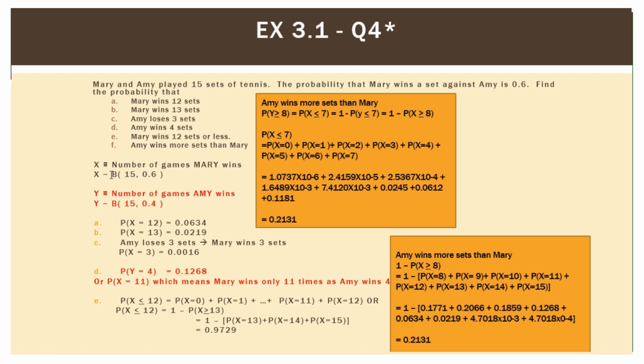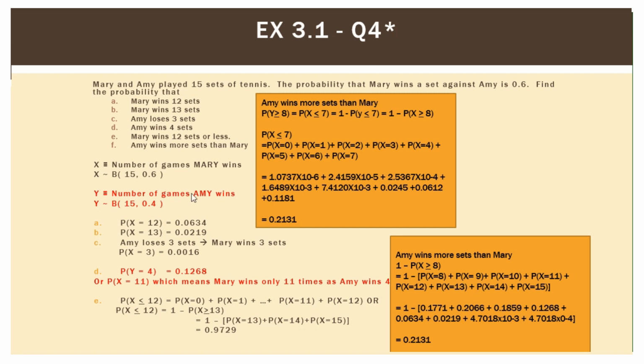Okay, and this will be the distribution with an N of 15 and a P of 0.6. Why is the P 0.6? That is the probability that Mary wins. So number of games Mary wins, the P is 0.6. These two must be matching.